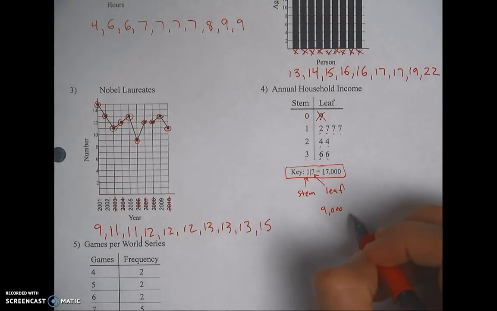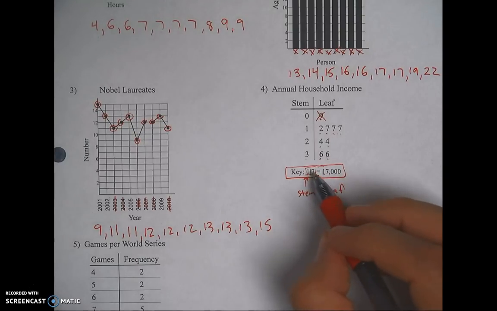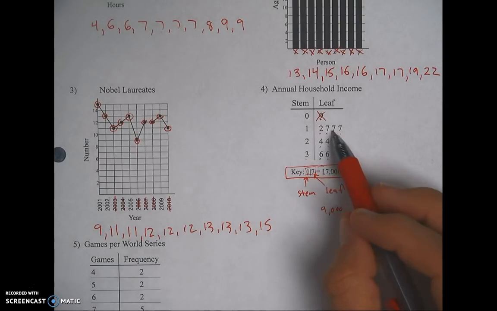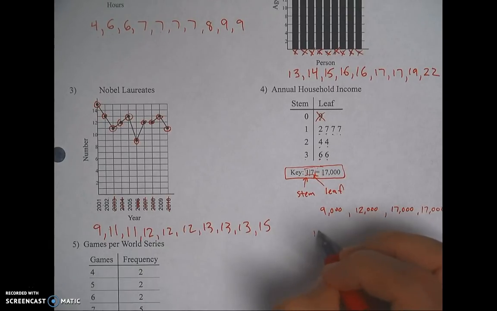So the 1 and the 2 is going to give me 12,000. The 1 and the 7 is going to give me 17,000. Just like here, here's my key: 1 and 7 make 17,000. But there's 3 of them, so I need 3 17,000s in my list.